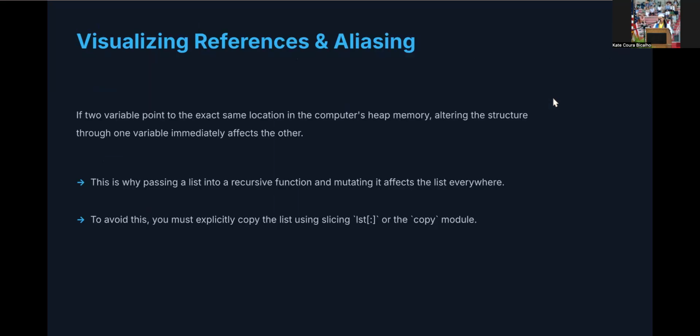If two variables point to the exact same location in the computer's memory, altering the structure through one variable will immediately affect the other. This is why passing a list into a recursive function is usually pretty detrimental, because mutating it will affect the list everywhere. To avoid this, we have to use copies of lists. This is just a general thing when we're talking about recursion. If we're using lists, we want to make sure we're using methods that do not change the list directly. This has to do with aliasing as well.